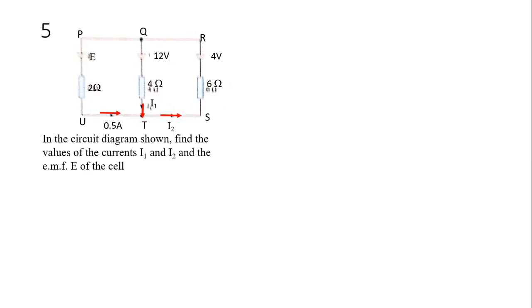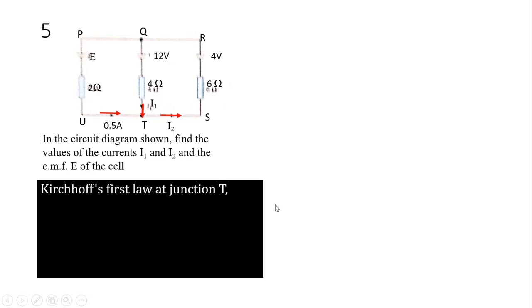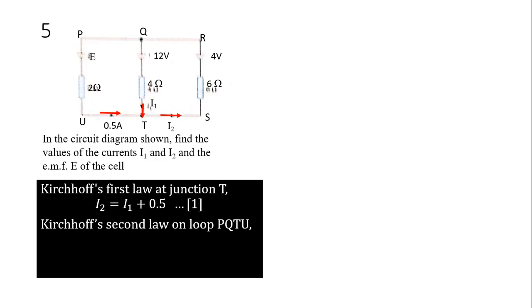At the junction T, what's the current going in? What's the current going out? Current going in is I1, going out is I2. So that should be the first equation to write down. Okay, the next one, apply your Kirchhoff's second law to loop P, Q, T, U. Give me the sum of EMF and the sum of your PD.